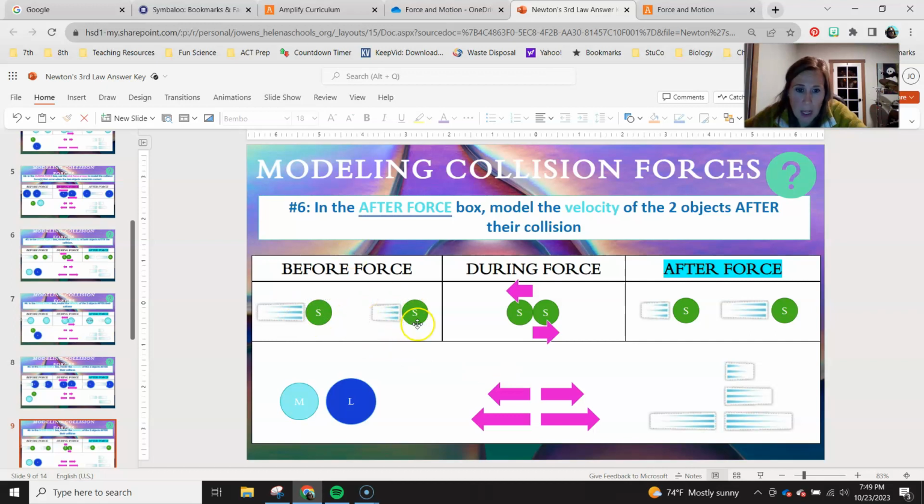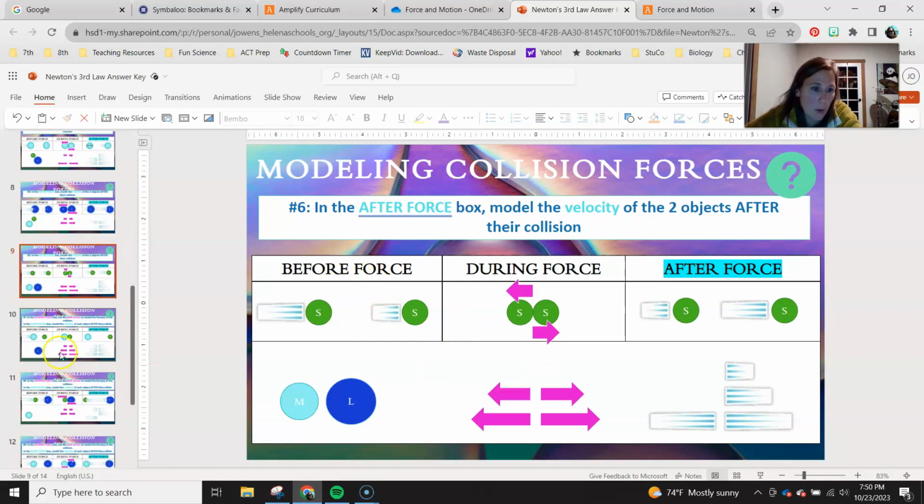Okay, number 6, again, after force for this one. Small objects, both same mass. This one's moving to the right. This one's moving to the right as well. Eventually, this one's going to catch up and hit this one. So whenever they do collide, you're going to see equal forces here, which I showed you. They're after movement because of the same mass. They're just going to kind of flip-flop velocities. So now this one's moving to the right with the small velocity. This one's moving to the right with the medium velocity. So opposite of what they were doing in the before force.